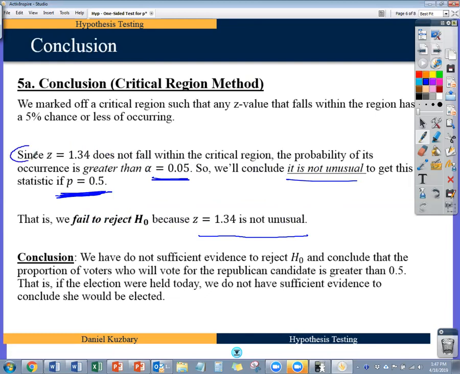So if you want a nice hard and fast rule, since this is not in the critical region, you're going to fail to reject H naught. Those always go together. If it's not in the critical region, you don't reject H naught. So what does that mean?